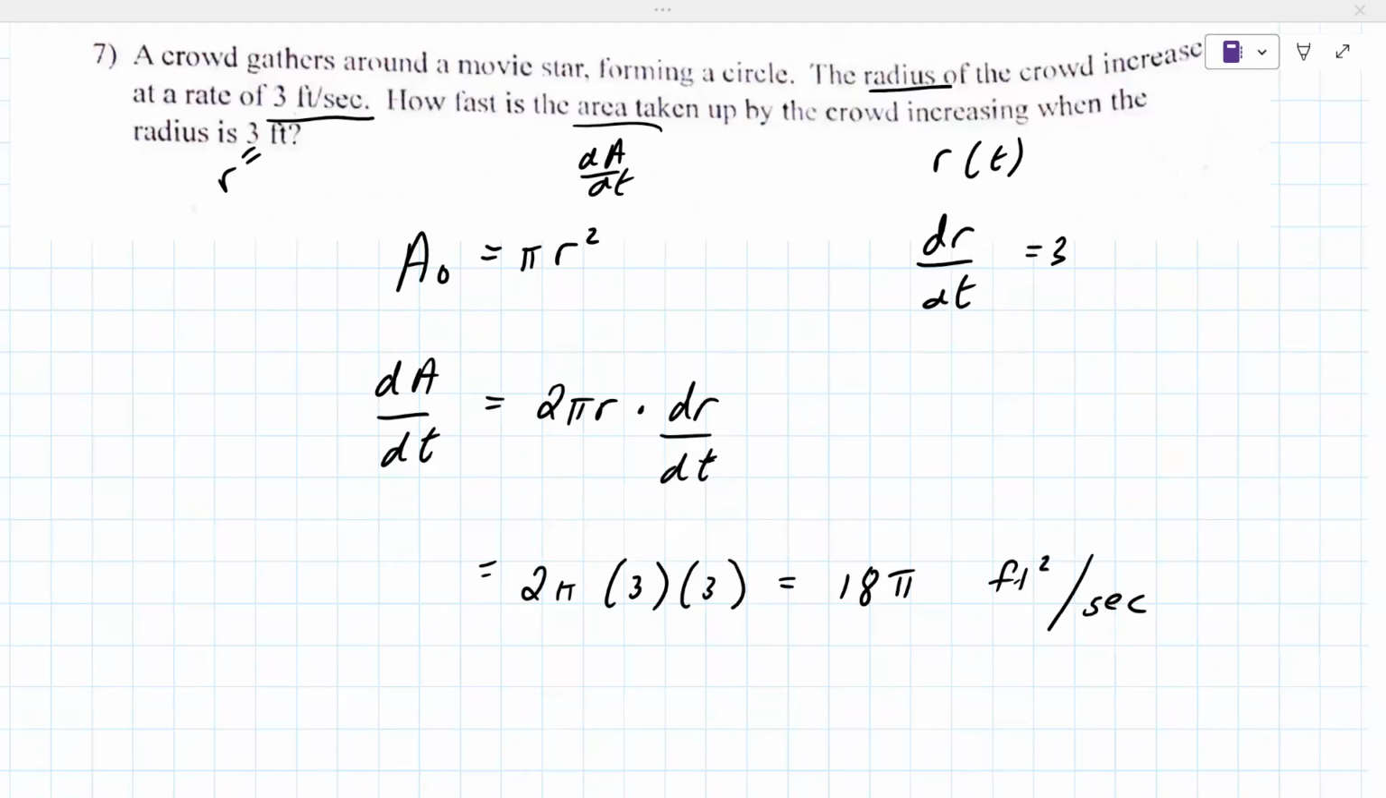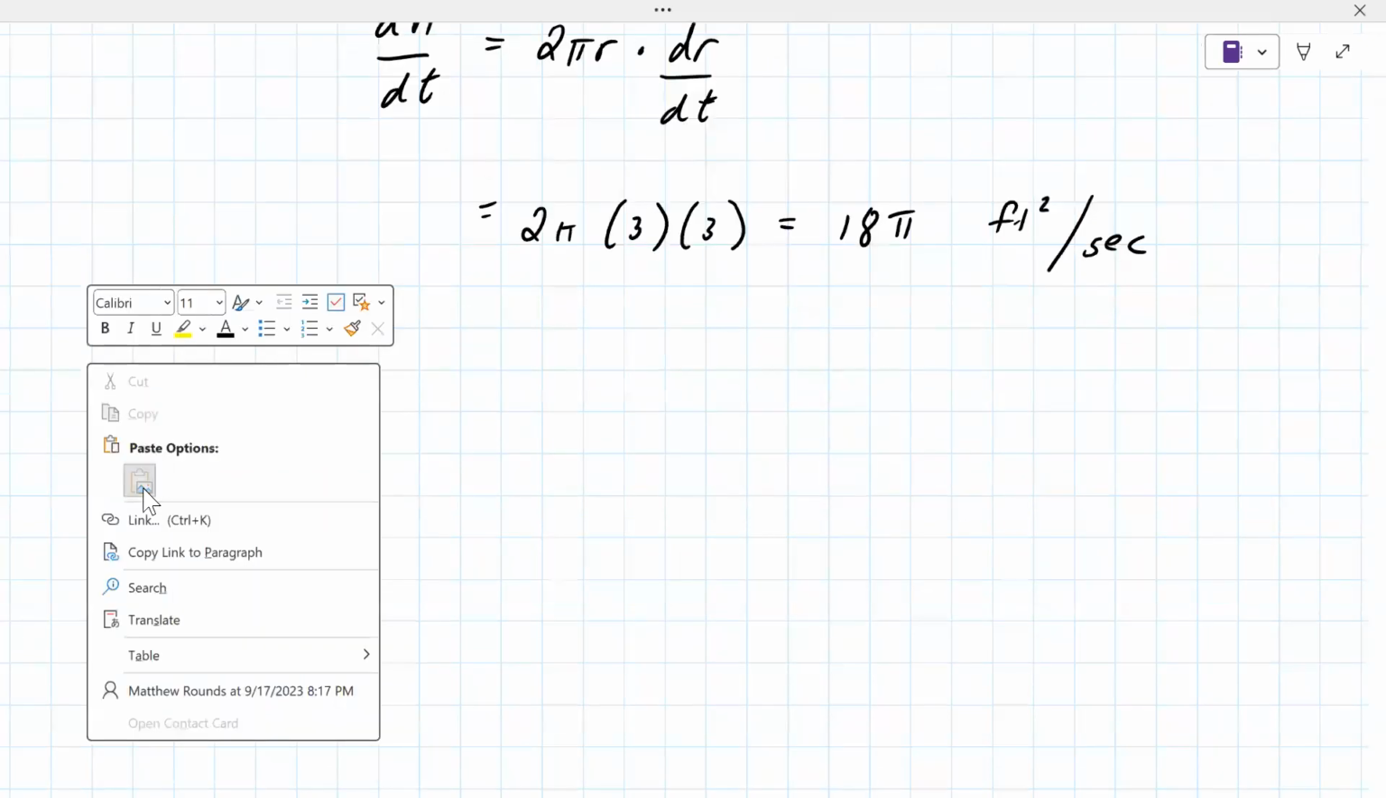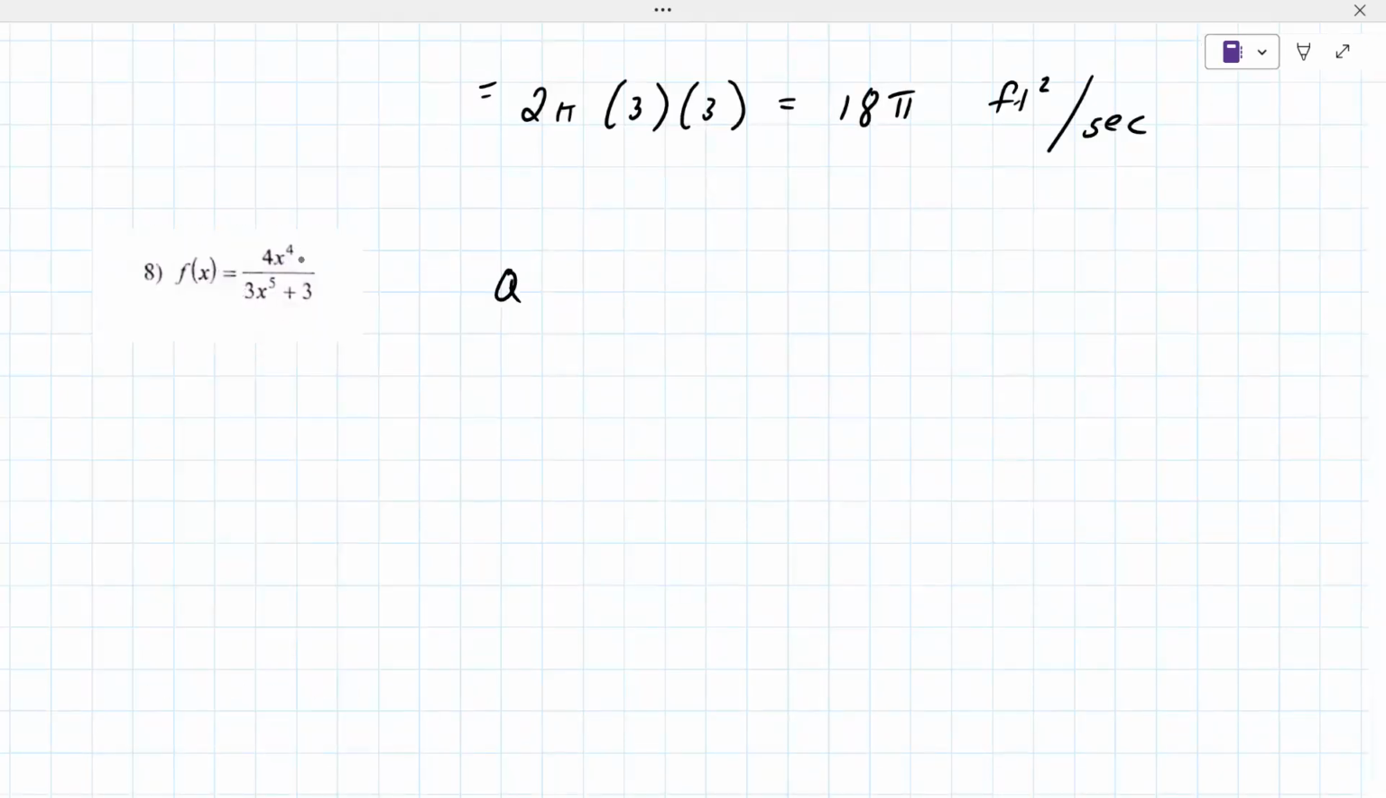So 8, which we should not do. 8 is a quotient rule problem because we've already done a quotient rule problem. 9 and 10 have some simplifications that we should talk about. You should always try simplifying before you take a derivative. Let me take a look at this one.